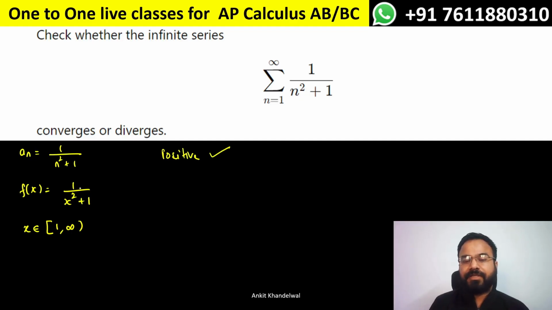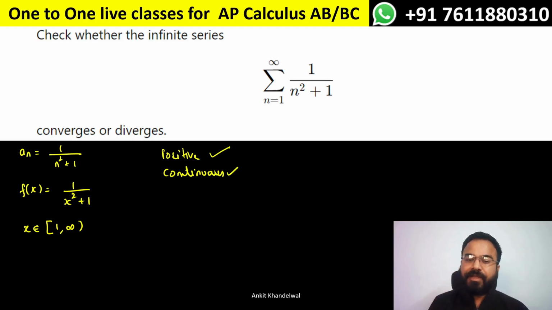Second thing, is it continuous? This is a rational function, so it is discontinuous only when the denominator is 0, but the denominator can never be 0 over here because it is x square plus 1. No value of x can make it 0. So therefore we can say it is always a continuous function.